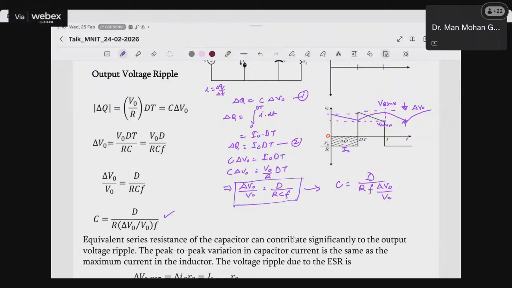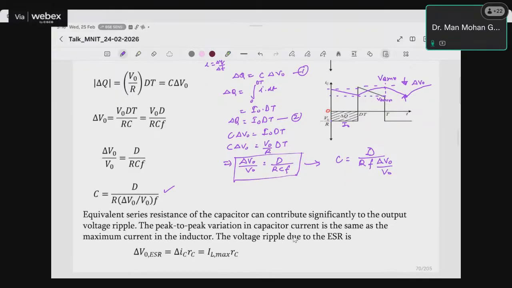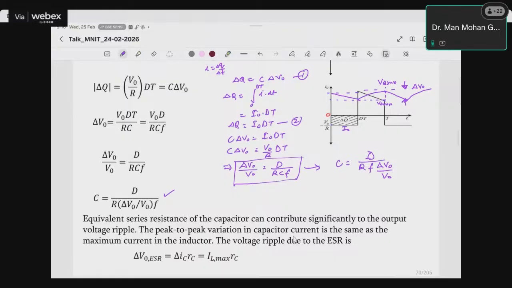Now if there is an equivalent series resistance also available here, then we can have the output voltage ripple del V_C due to ESR equal to IL max into RC, right? Because if that is there, then due to ESR this ripple voltage will be there. This is the IL max, so if it is multiplied with R, it becomes R into IL max.